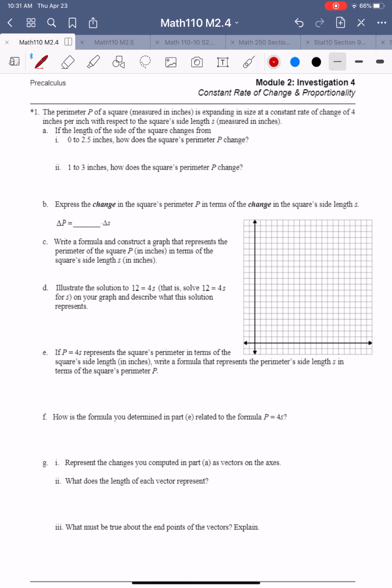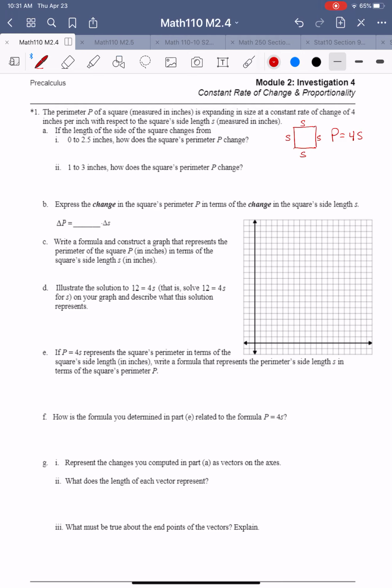All right, number 1. The perimeter P of a square, measured in inches, is expanding in size at a constant rate of change of 4 inches per inch with respect to the side length of the square. So when you have a square, there are four sides, which means the perimeter is always 4 times the side.